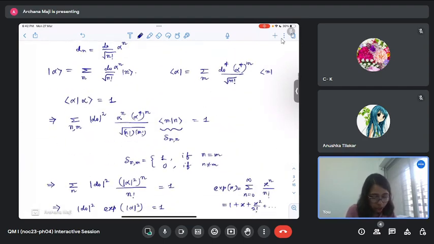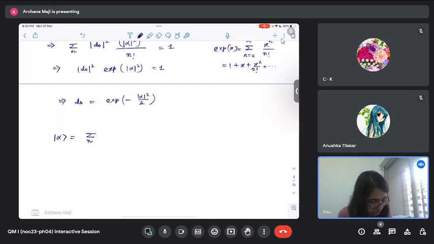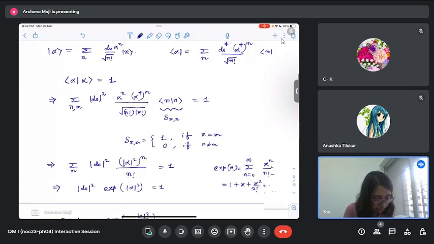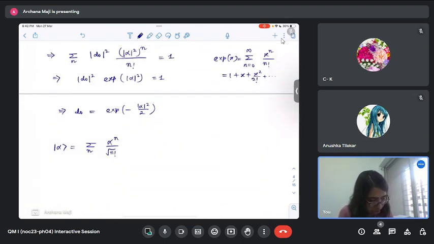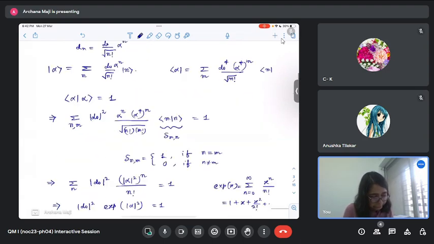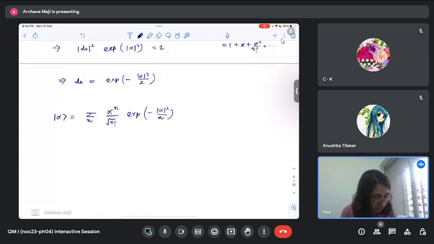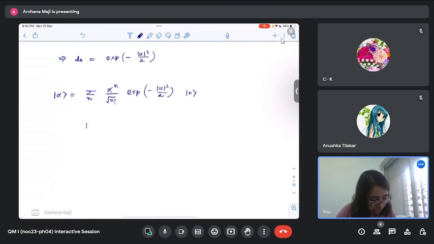So basically then our coherent state is summation over n, alpha to the power n over square root n factorial, and d0 we have obtained, that is exponential minus mod alpha square over 2, ket n. Now we will do a little more. So n is what? You will get a state having n number of particles starting from the vacuum state if you act with the creation operator n number of times, and then there is that normalization factor.